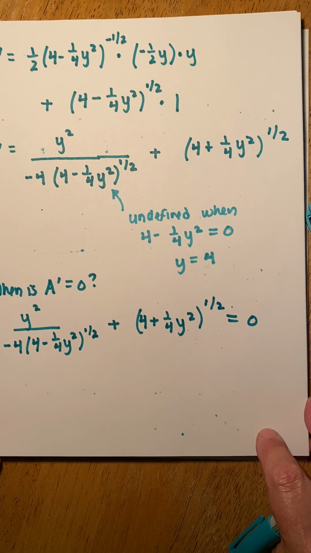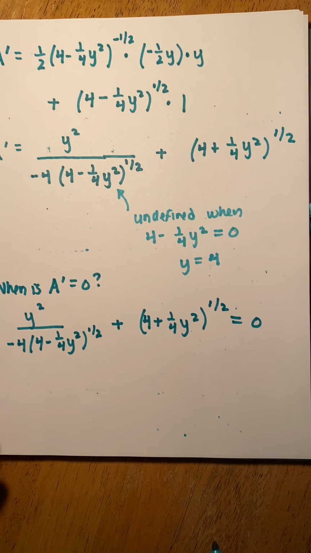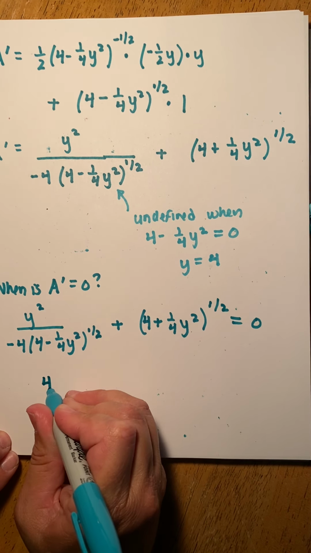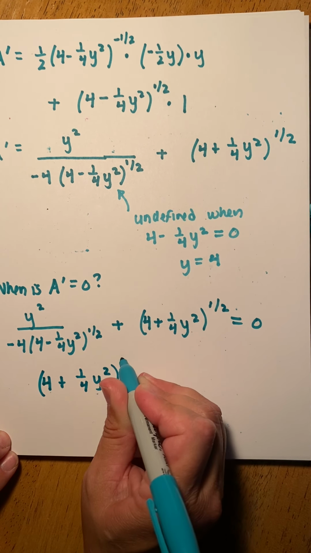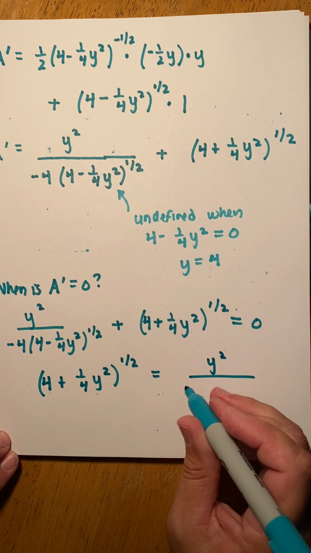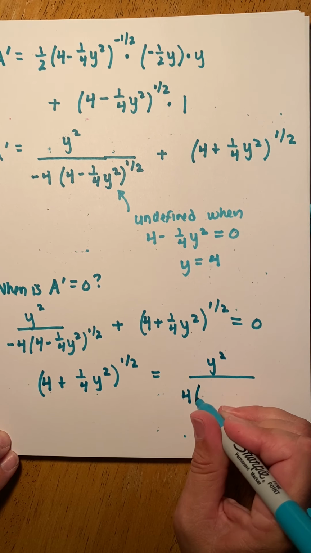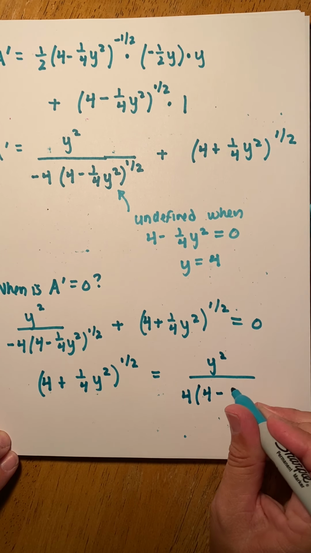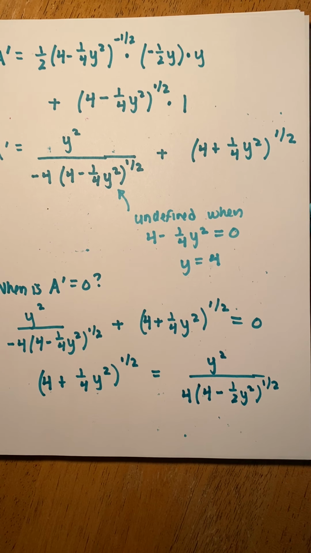So you just got to get a little clever with your algebra here. I'm going to bring this piece over to the right side. Do you agree this is equivalent to 4 plus 1/4 y squared to the 1/2? And that would become positive y squared all over 4 times 4 minus 1/2 y squared to the 1/2 over here.